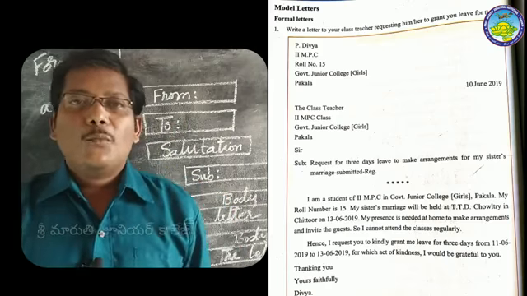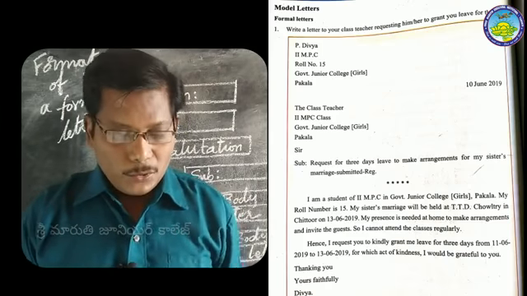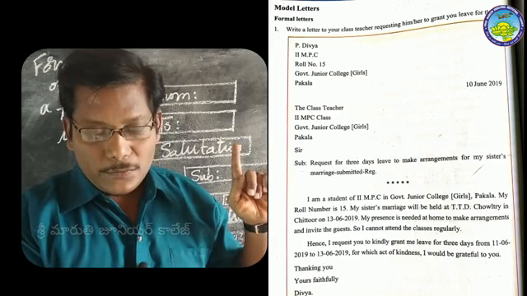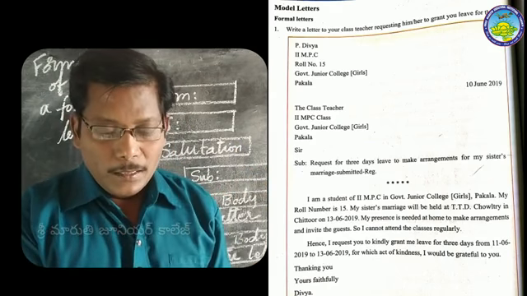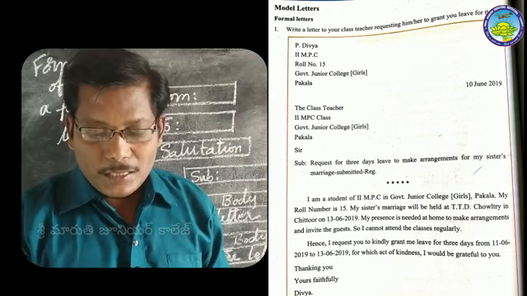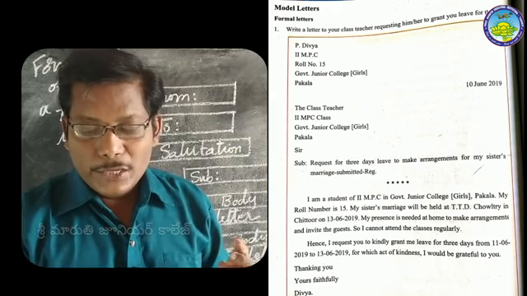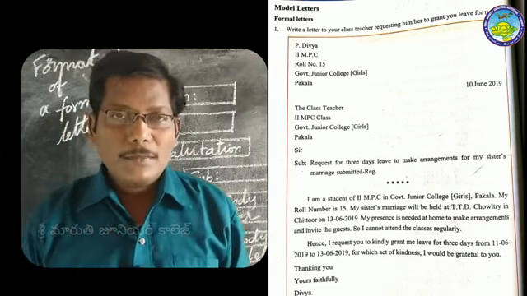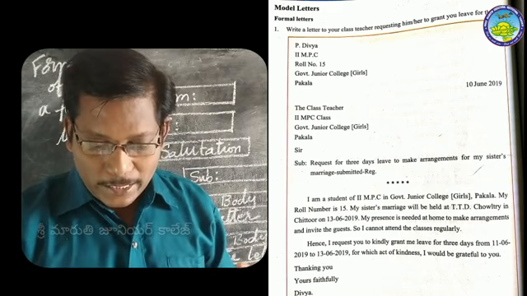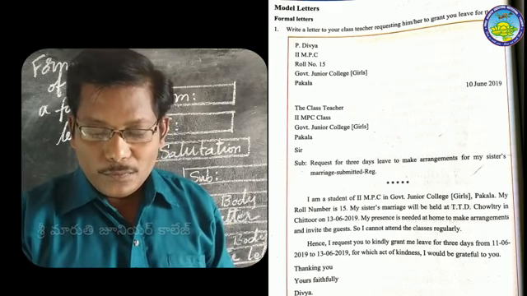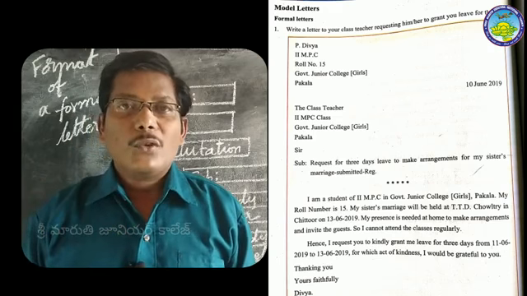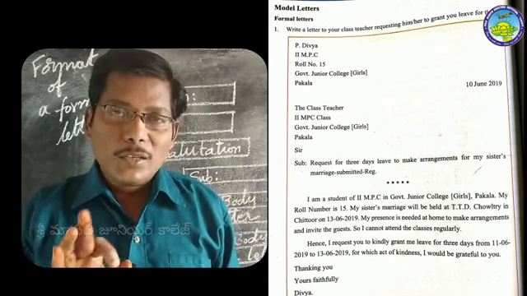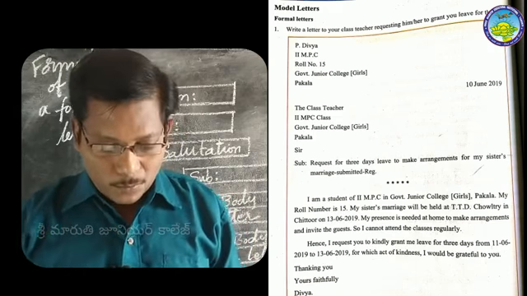Now let's see some model letters given in our textbook. You see the model formal letters above. Number 1: write a letter to your class teacher requesting him or her to grant you leave for 3 days. We have to write the letter to our class teacher, that means this is a formal letter. So what is the letter about? You have to request your class teacher to grant you leave for 3 days. That is the body of the letter.